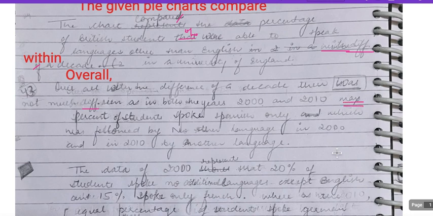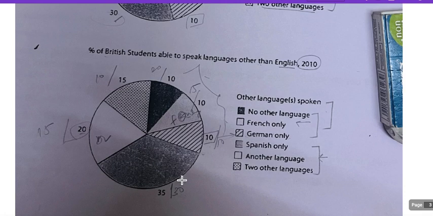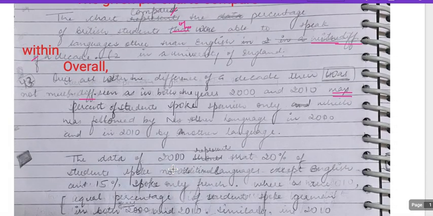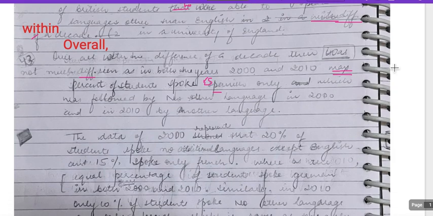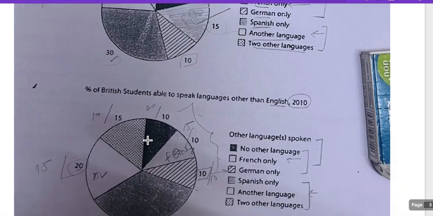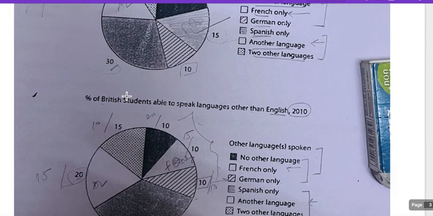Not max, maximum, if you want to say maximum, percentage of students spoke Spanish only, which was followed by no other language in 2000 and in 2010 by another language. Okay. Looking at the overview, you're absolutely right. Is it not Spanish? Why did you write French? Why did we say French? Did you say French? No, Spanish. Okay, fine, Spanish. So instead of maximum percentage, you can say majority of students spoke Spanish in both the years, right? And over the decade, this percentage only grew.